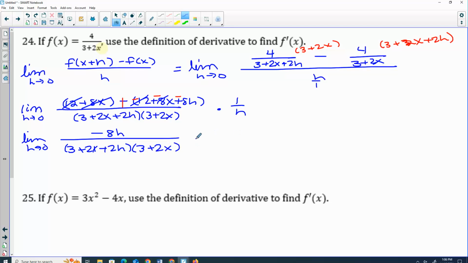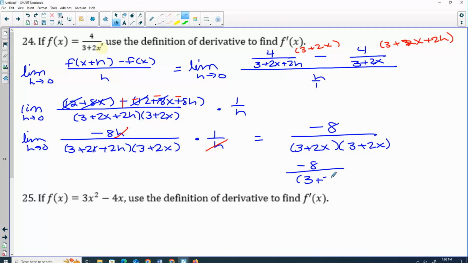Notice I'm still writing my limit because I haven't done it yet. Now I can cancel the h, and that got rid of my problem. So now we can plug in 0 for all of our h's. So we get negative 8 over 3 plus 2x plus 0, and 3 plus 2x, or negative 8 over 3 plus 2x, squared. Beautiful, wonderful, amazing.